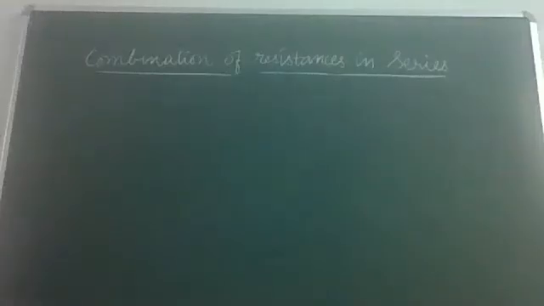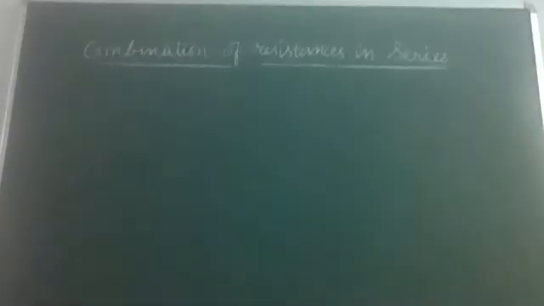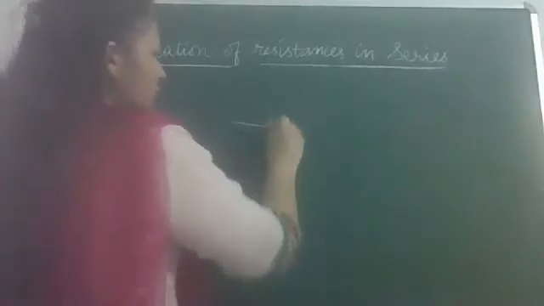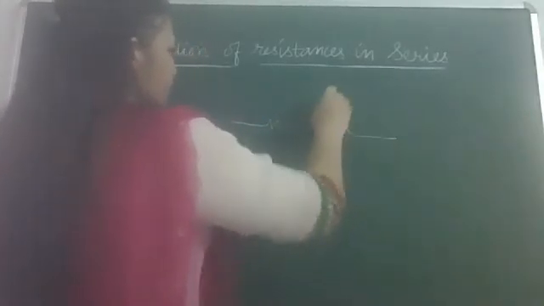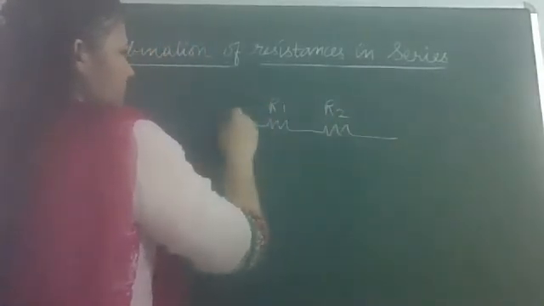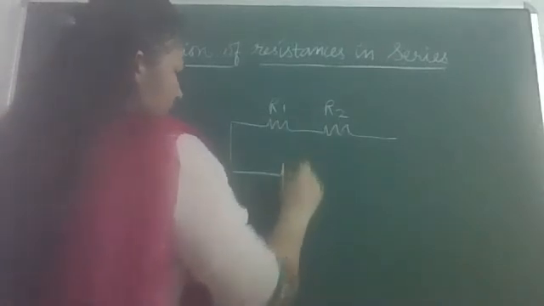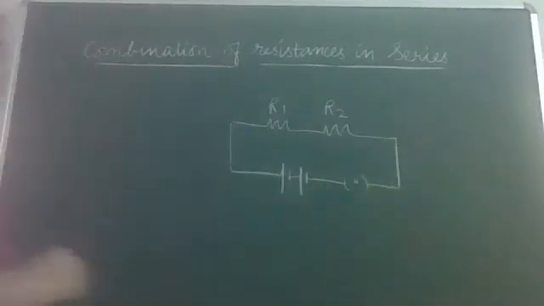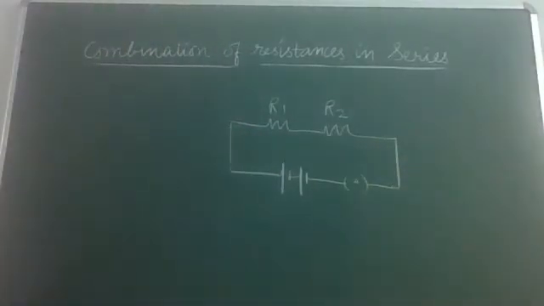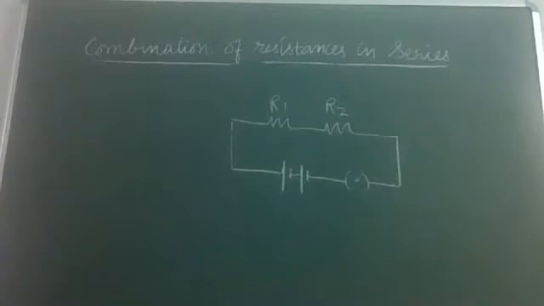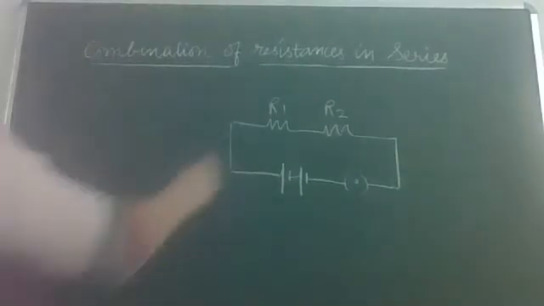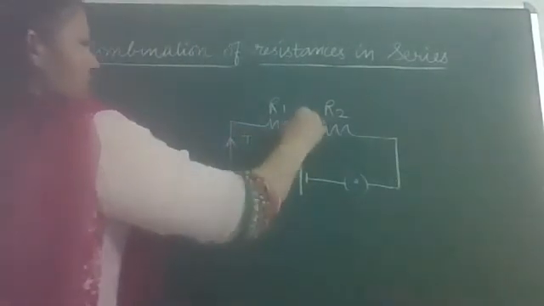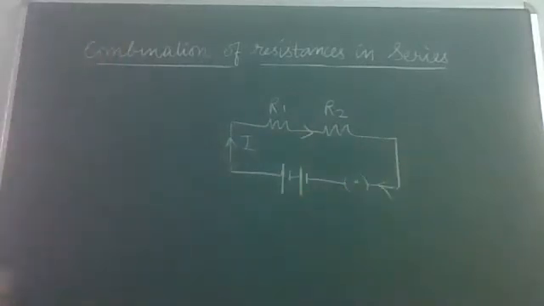Combination of resistances in series. So we have two resistors. They are connected in series. Okay. And same current will pass. So which physical quantity remains the same? Current. Same current passes.